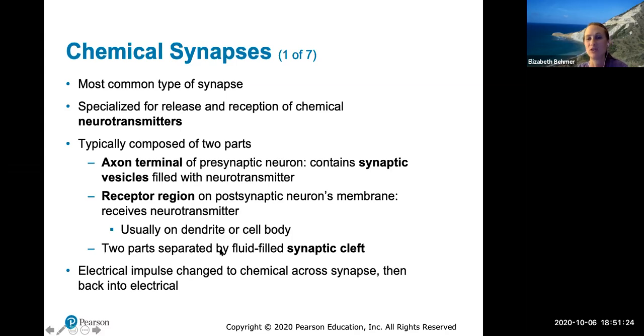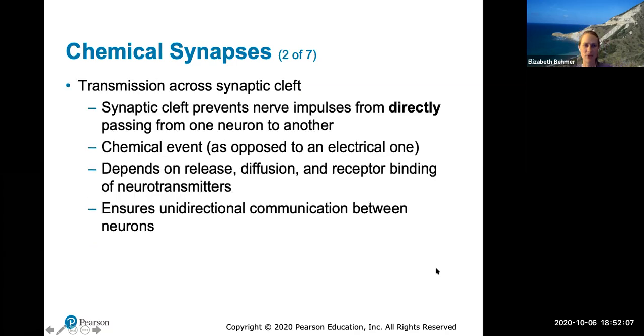They're typically composed of two parts: the axon terminal of the presynaptic neuron. The axon terminal, this is where the axon will branch and end. It will contain synaptic vesicles, and these little tiny vesicles or bags are filled with a neurotransmitter. Then the receptor region on the postsynaptic neuron's membrane will receive that neurotransmitter once it's been released. And usually it's on a dendrite or a cell body. And these two parts, the pre and postsynaptic neuron, are separated by a fluid-filled synaptic cleft. The electrical impulse will be changed to chemical across the synapse and then back into electrical. So it's kind of interesting to see how this all works.